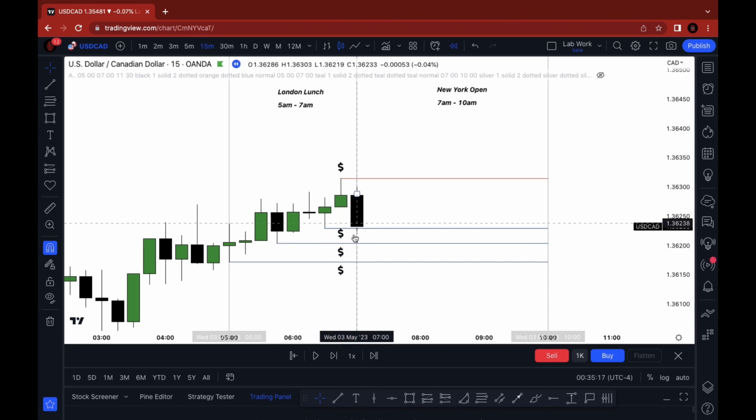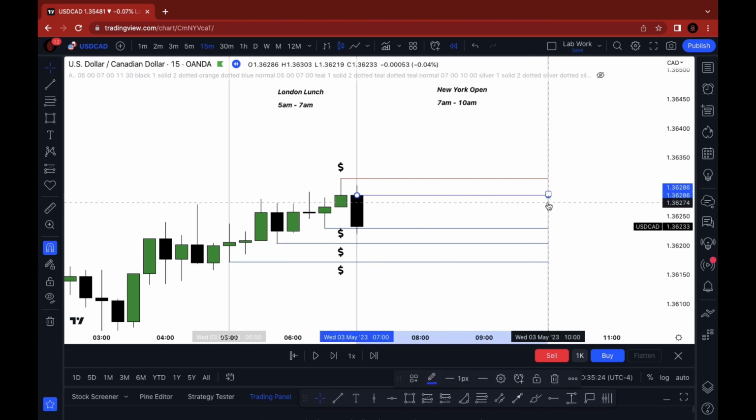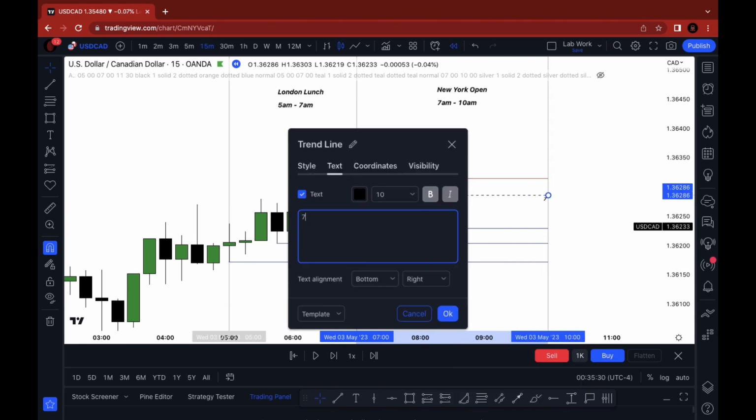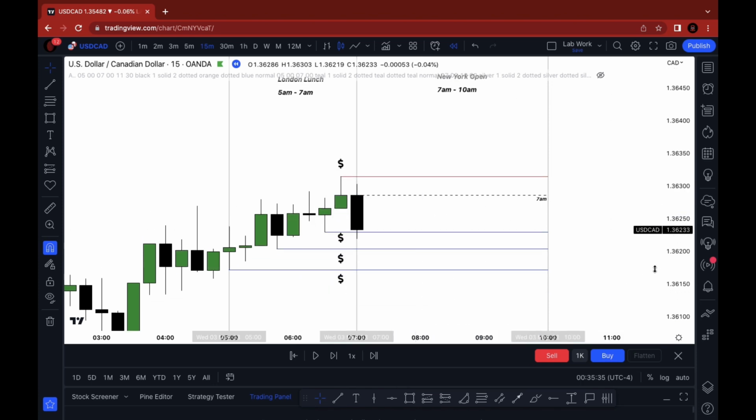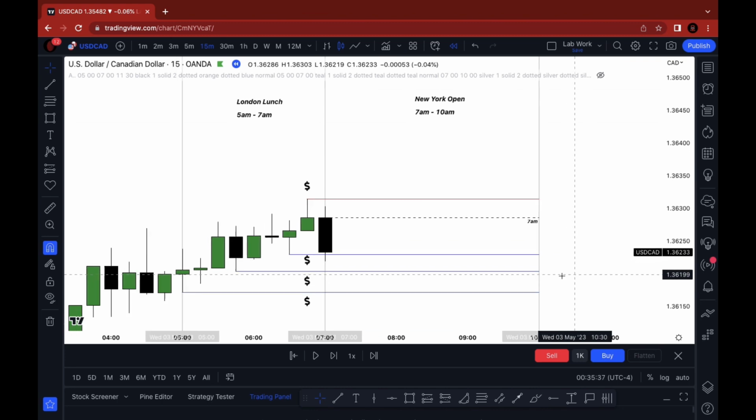You can see at the open, it comes down and takes out a level of sell side liquidity. We'll also mark off the opening price because this is crucial. So that's 7 a.m. opening price. Like I said, we're going to talk about why that's important towards the end of the video. At this point, we move on to step 3.